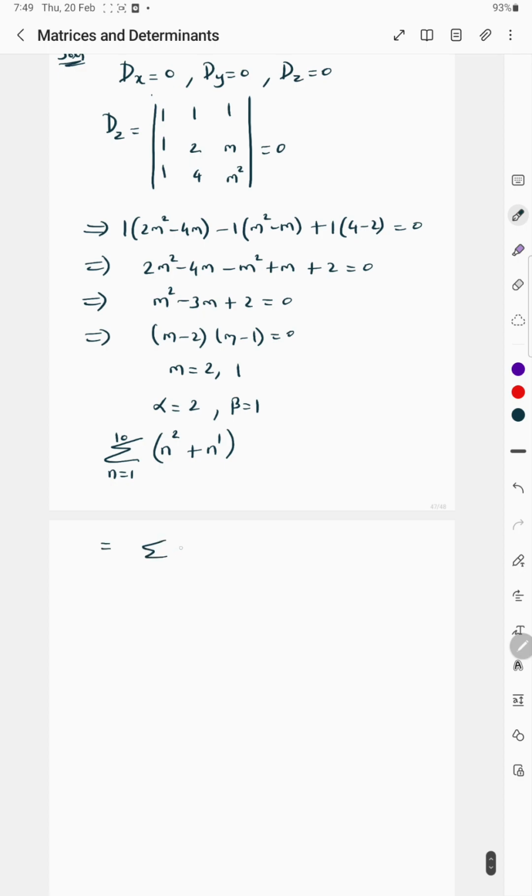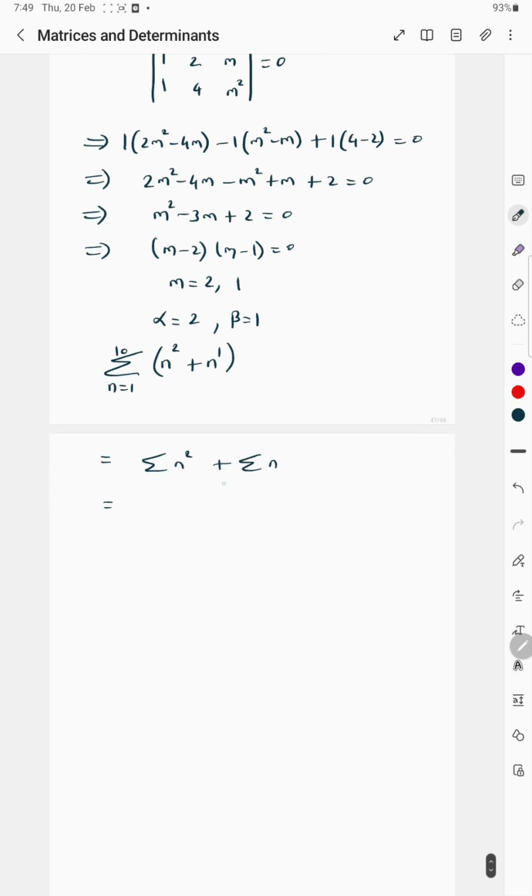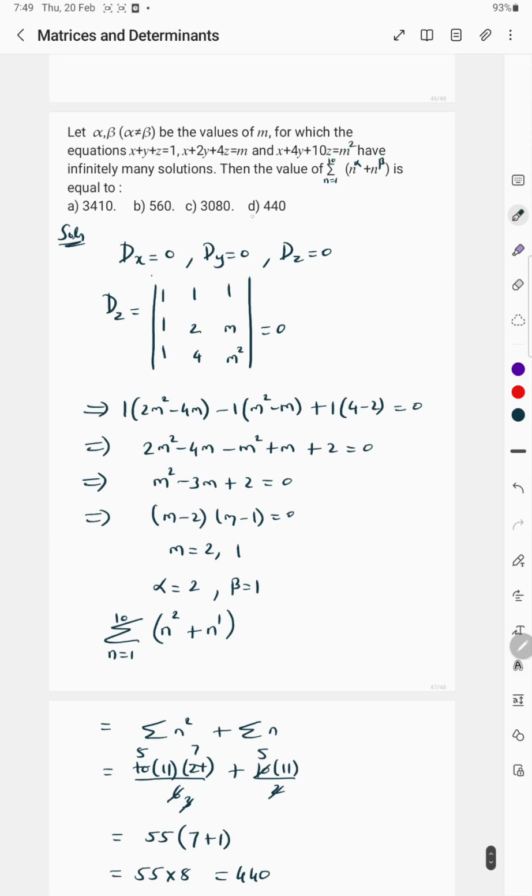You can just separate the summation, and we can use the formula: summation of n² is n(n + 1)(2n + 1)/6, plus n(n + 1)/2. So that gives us 2/3s. When we do the cancellation, 55 can be taken common: 55 into (7 + 1) is 55 into 8, which is 440. So the answer will be option D.